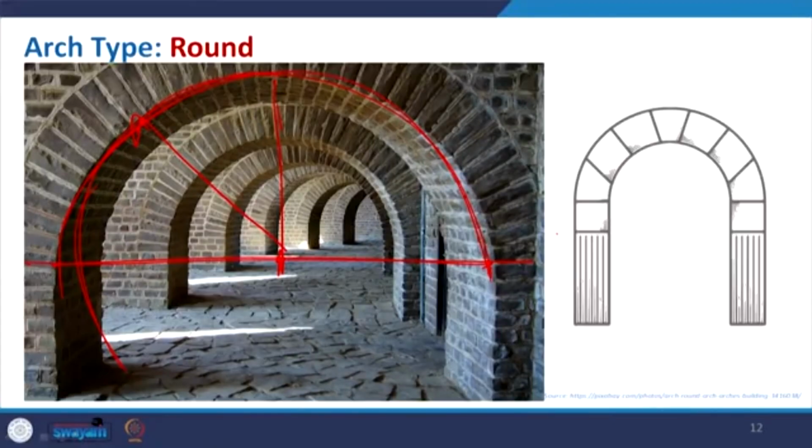That arch is formed like this, and here also if you see the distribution, the number of bricks, the masonry layout, it will have symmetry. So, again this is your center. Then this will be your rise, and it gives a round form.